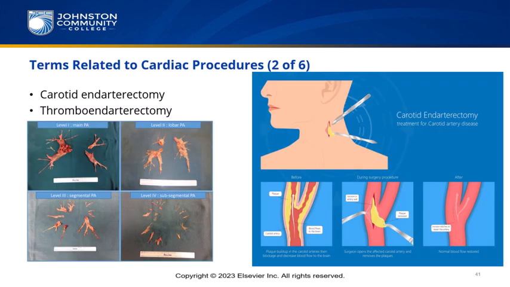A carotid endarterectomy. Remember, end is within, artero means artery, and ectomy is removal. Therefore, this is the removal of the atheromatous plaque lining the carotid artery to increase blood flow and to leave a smooth surface. The procedure is done to prevent thrombotic occlusions, also known as blockages. Then we have a thromboendarterectomy, which is the removal of a blood clot along with possibly part of the lining of the artery and possibly associated plaque, which you can see in this image below.